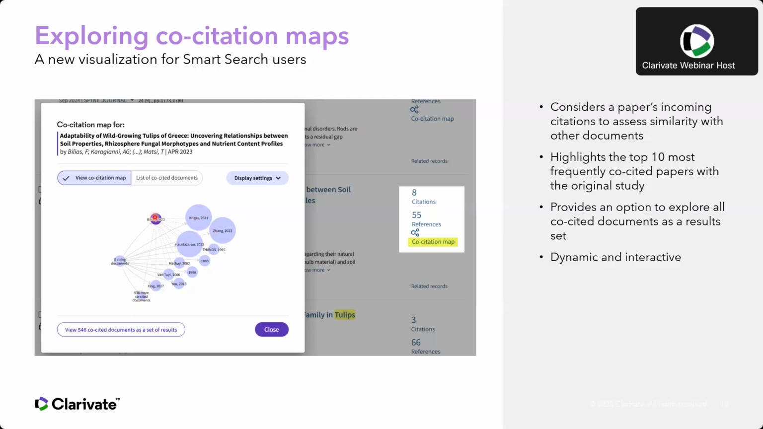So these are commonly co-cited. This one is cited at the same time as this one. This one is cited at the same time as this one, and so on. It's dynamic, interactive, so you can go back and try to find those papers. And we highlight the top 10, as I mentioned earlier. But you can see, for example, here, you will see 546 co-cited documents as a set of results.